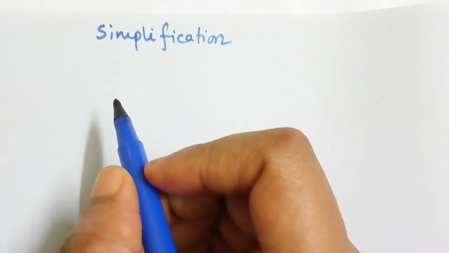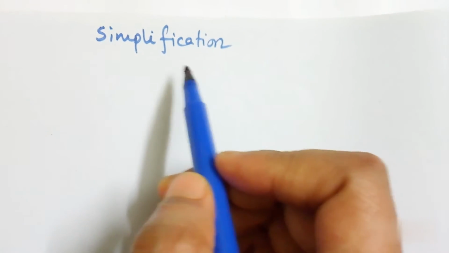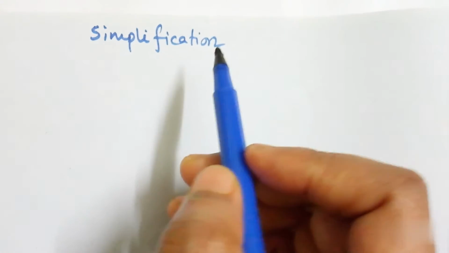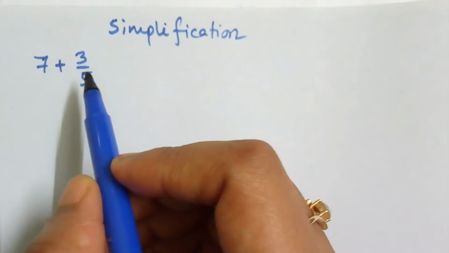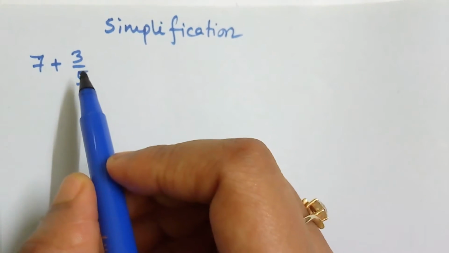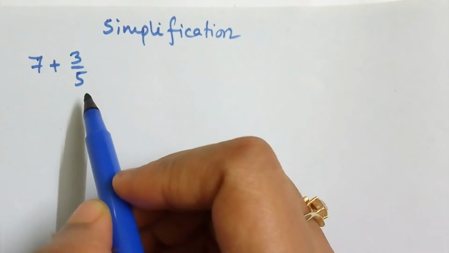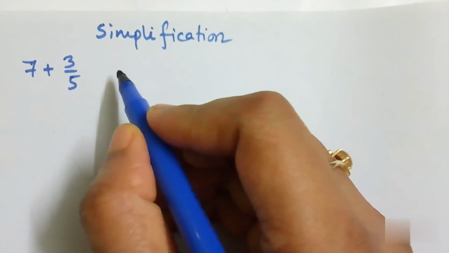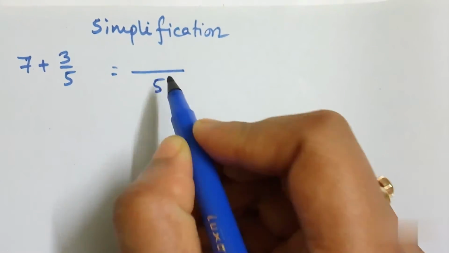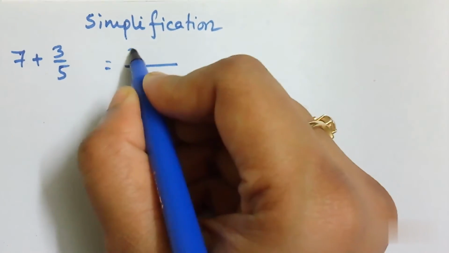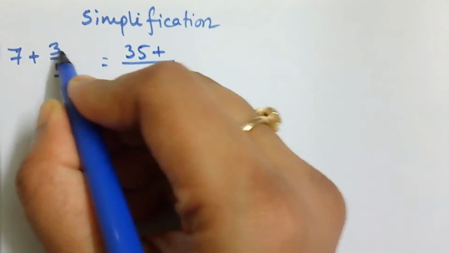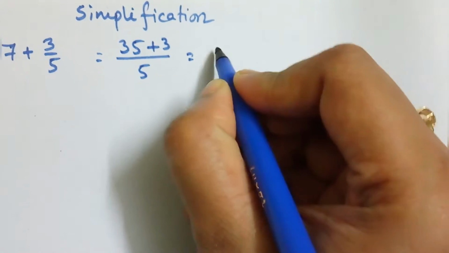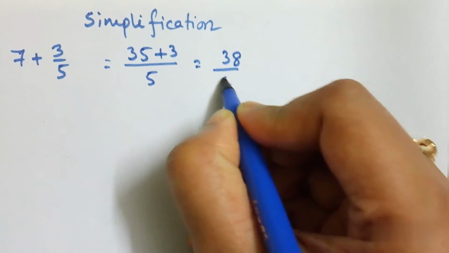Today we will learn simplification using only plus and minus. So this is simply 7 plus 3 by 5. In general, how will you do this? The denominator will be 5. 7 into 5 is 35, plus 3. It will be 38 by 5.